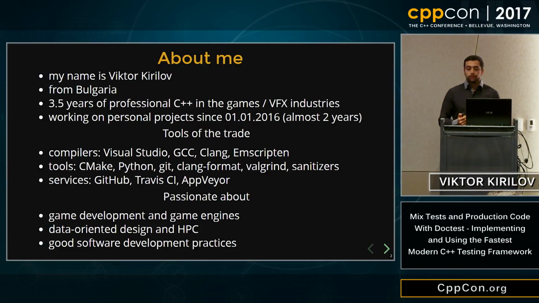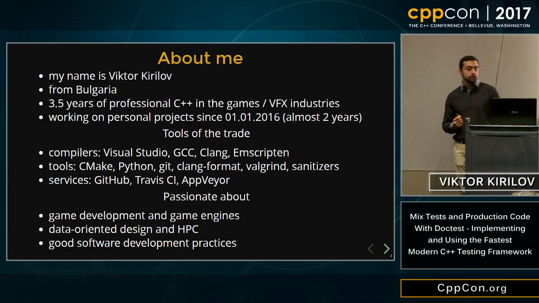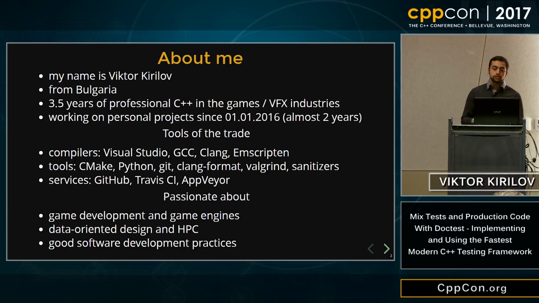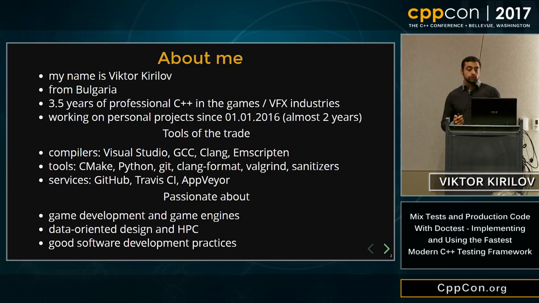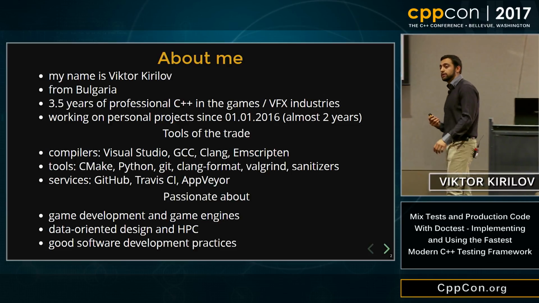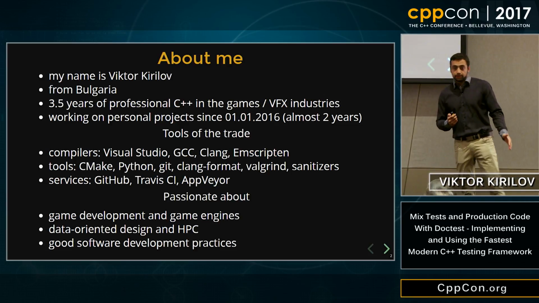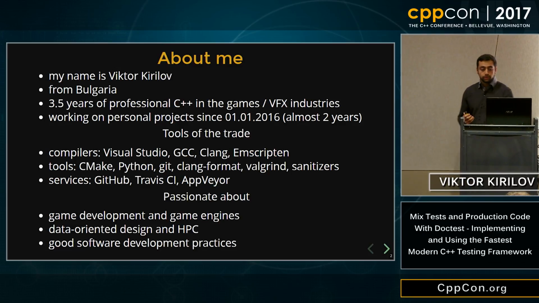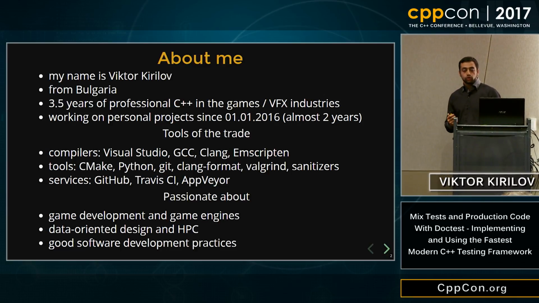So first about me, I'm from Bulgaria with a few years in the games and VFX industries, and for the past 2 years I've been working on personal projects. I use different compilers, and I use a lot of CMake, Git, and Valgrind, and the sanitizers. And I also think that GitHub is one of the most amazing places for software developers. It's like a social network. I'm very passionate about game development and game engines, also data-oriented design and high-performance computing, and about good software development practices.